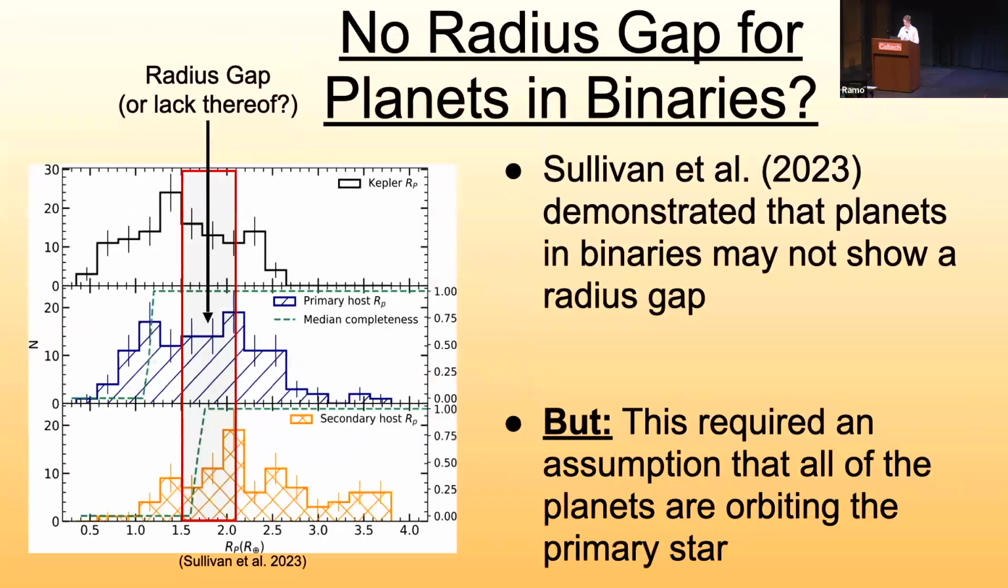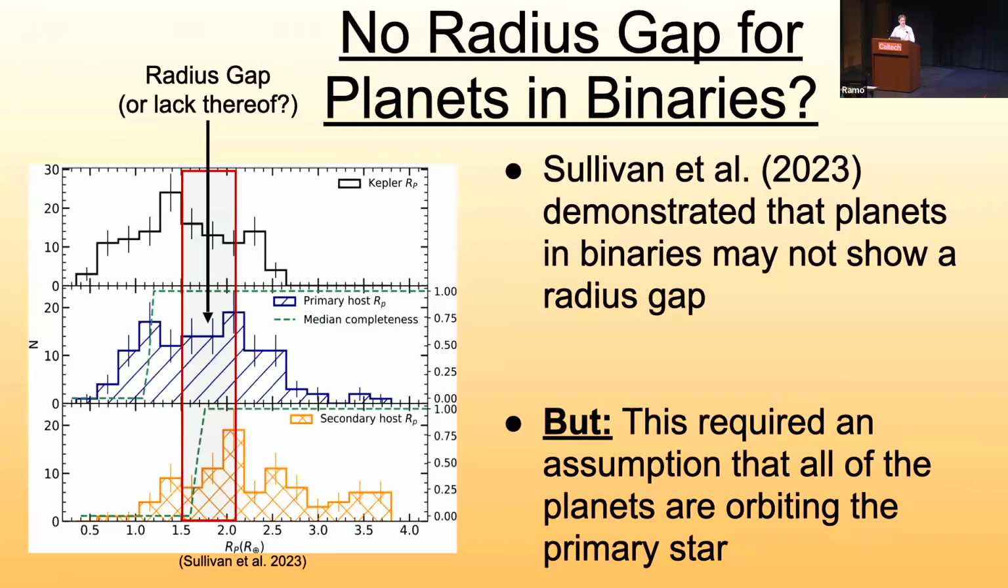Now, we're going to narrow focus here to the radius gap, or potential lack thereof, for planets in binaries. So what you can see on the left here is a plot of the radius distribution of Kepler binaries. On the top is just the uncorrected radius values that are reported by the Kepler team. The middle panel is the radius distribution that you'd expect if all the planets were orbiting the primary, and then the bottom is the same case if all the planets were orbiting the secondary.